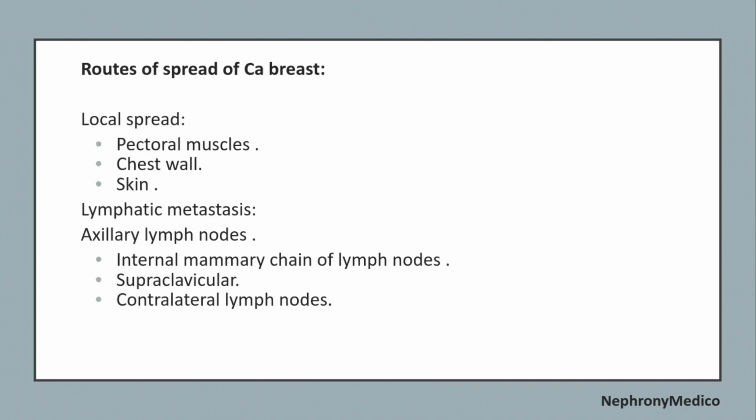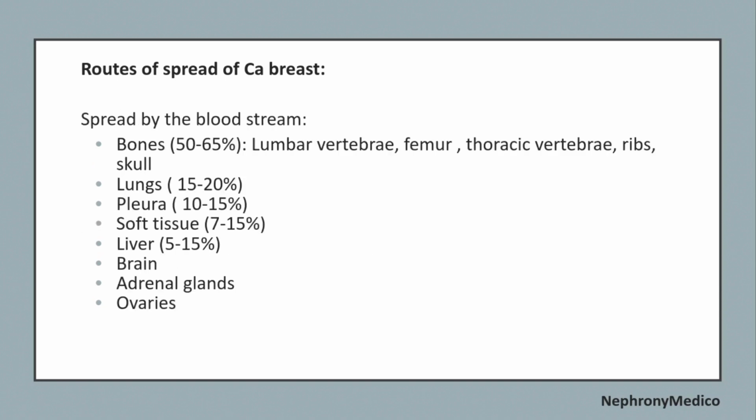Now, routes of spread of carcinoma of breast. Local spread includes pectoral muscles, chest wall and skin. Lymphatic metastasis: axillary lymph nodes, internal mammary chain of lymph nodes, supraclavicular and contralateral lymph nodes. Spread by the bloodstream: bones, lumbar vertebra, femur, thoracic vertebra, ribs, skull, lungs, pleura, soft tissue, liver, brain, adrenal glands and ovaries.